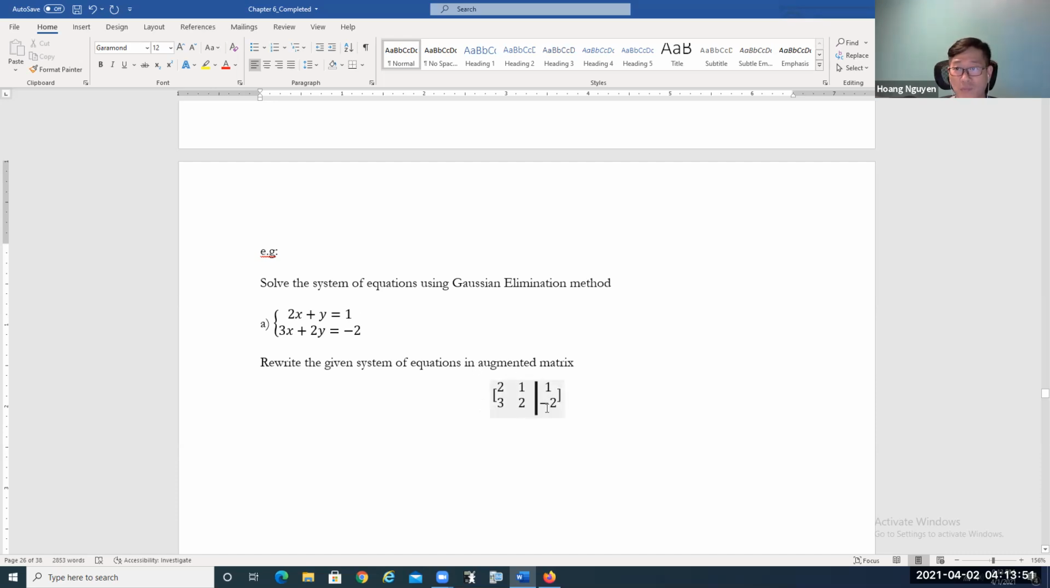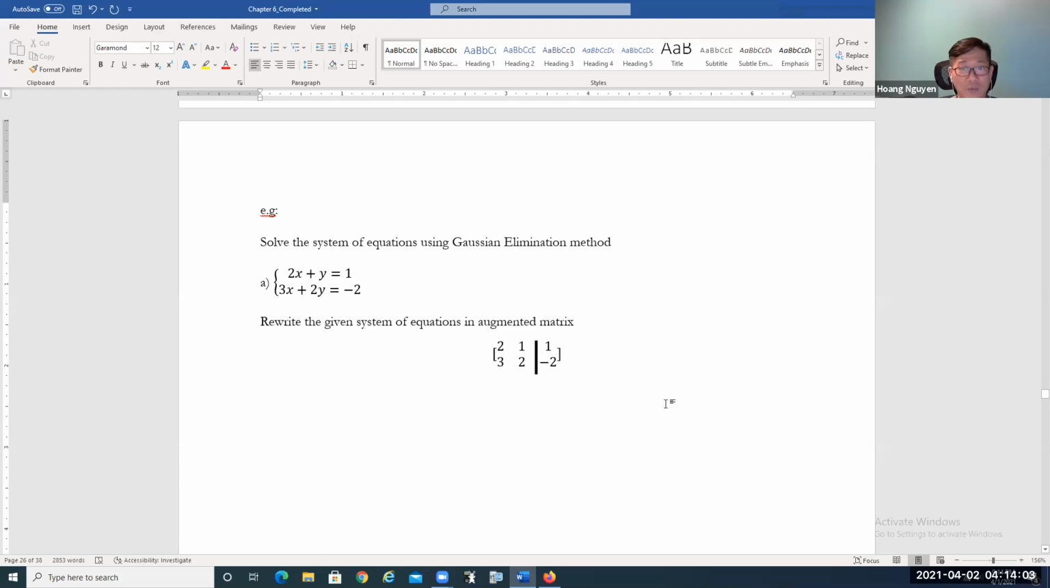So from the augmented matrix, you might need to get back to the system of equations. And from the system of equations, you might rewrite it in terms of an augmented matrix. Okay, so now let's keep going. That's what we're going to do next.